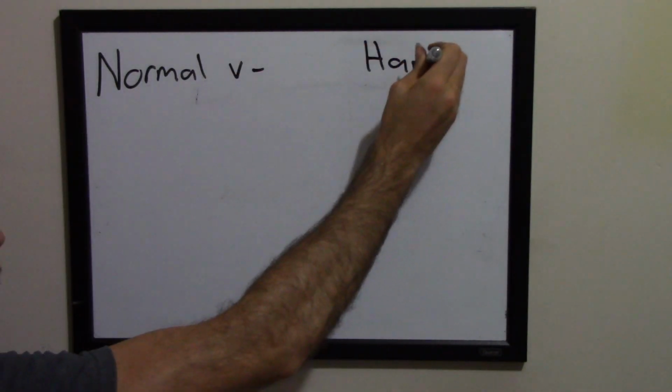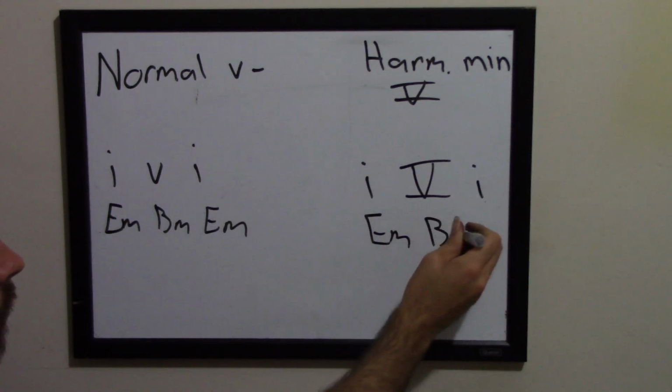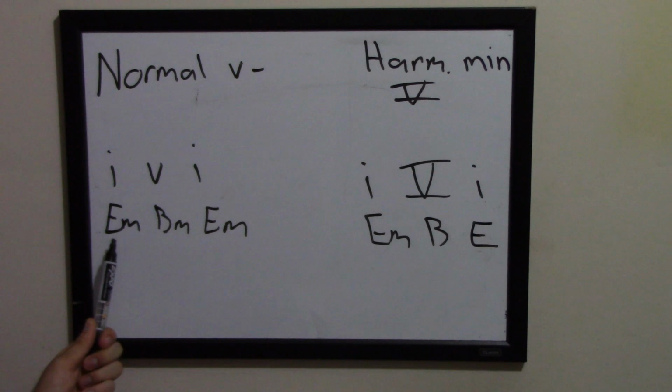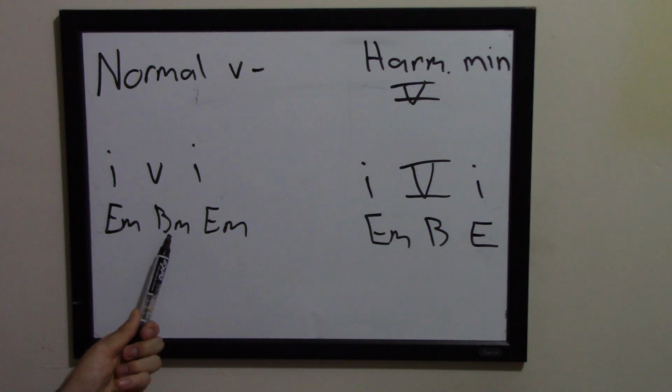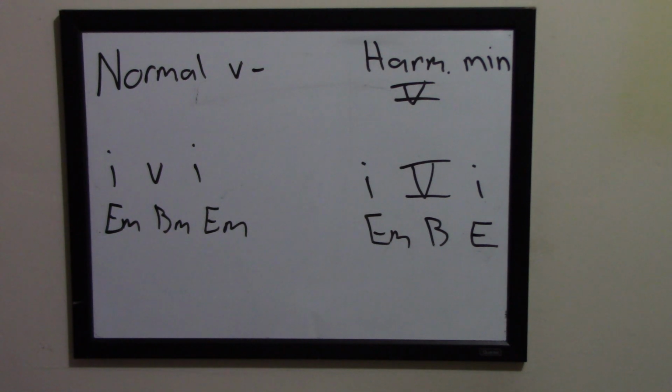Normally, in the key of E minor, the 5 is going to be B minor. So you have 1, 5. They're both minor. 1, 5, 1. But when you do the harmonic, when you throw that harmonic note in there and you change that one note, you get a much cooler, dominant, creepy, weird sounding thing going on.